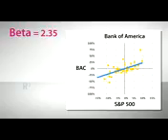A statistic called R-squared measures correlation. It ranges from 1, which represents a perfect correlation, all the way down to 0, which represents no correlation at all. In the case of Bank of America, this correlation is 0.42.